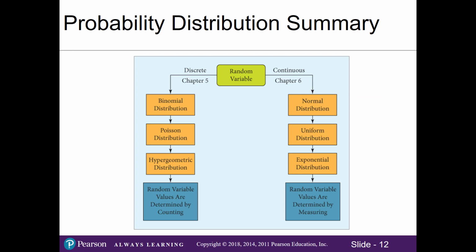So in other words, we've covered in Chapter 5 the binomial distribution and the Poisson distribution. We did not study the hypergeometric, and these are all random variables based on counting. And then in this chapter, chapter 6, we learned about the normal distribution and the exponential distribution and how to use them. And we touched on the existence of the uniform distribution. And these are used when our random variables are uncountable and are determined by measuring. So if you have any questions, just let me know.